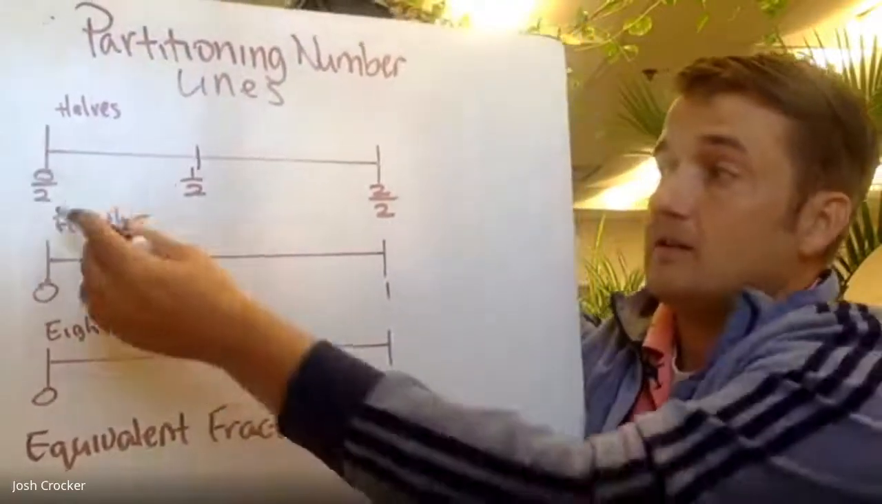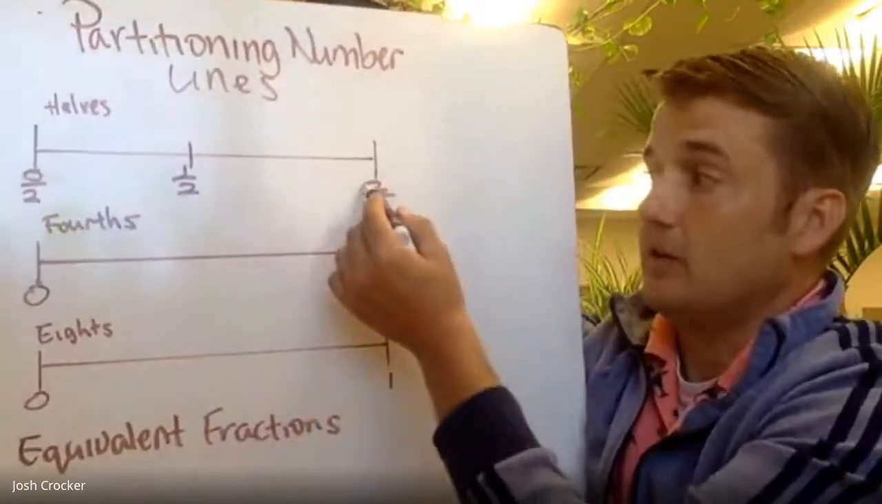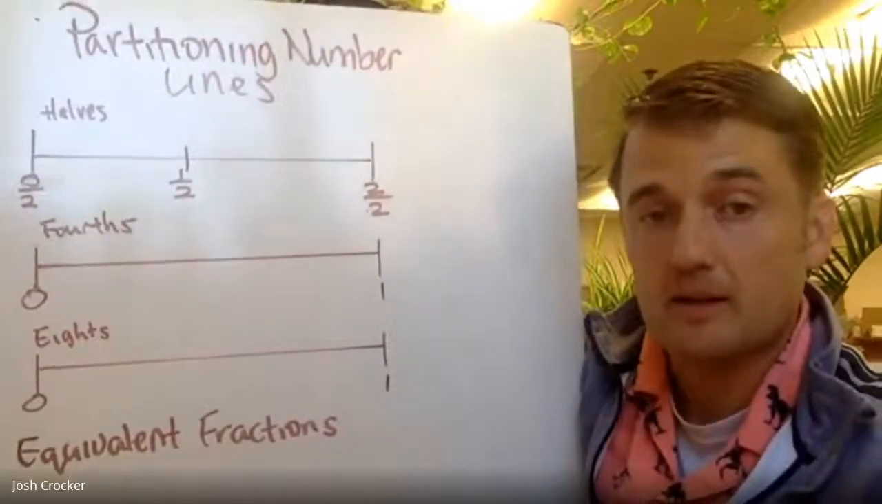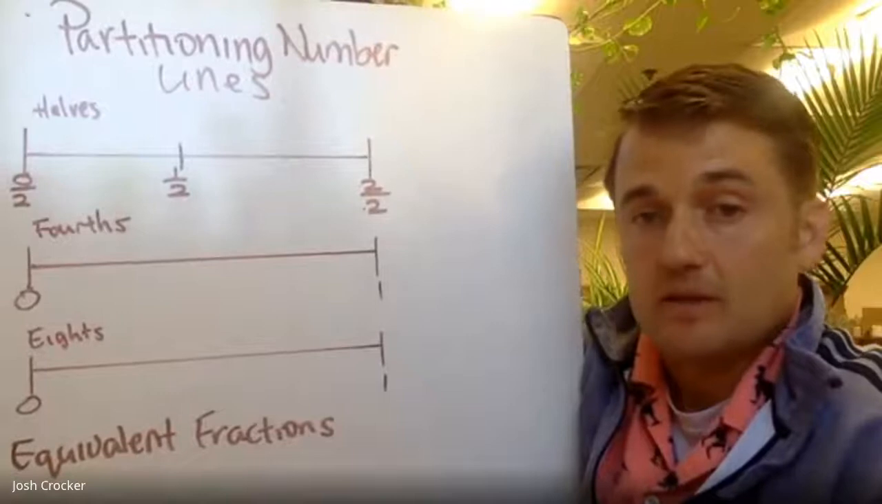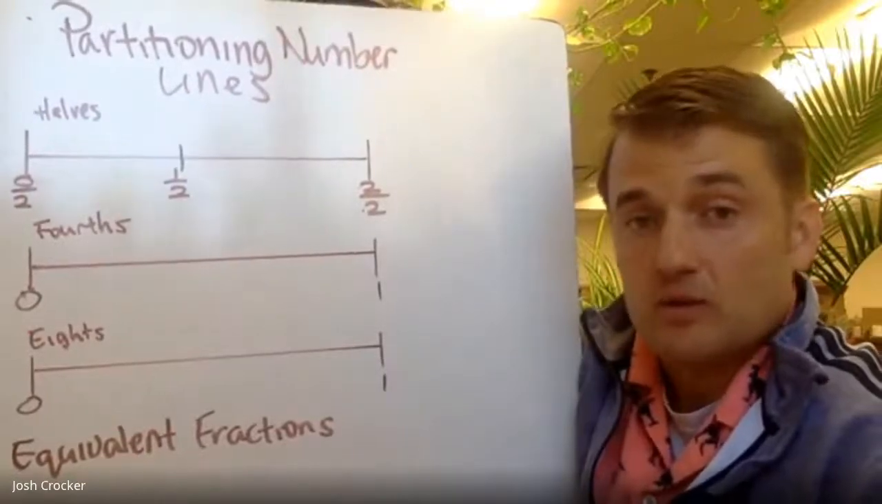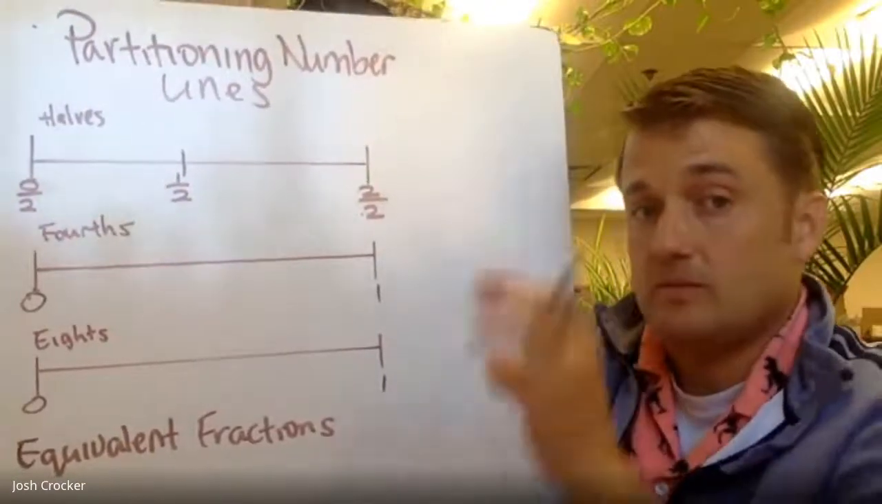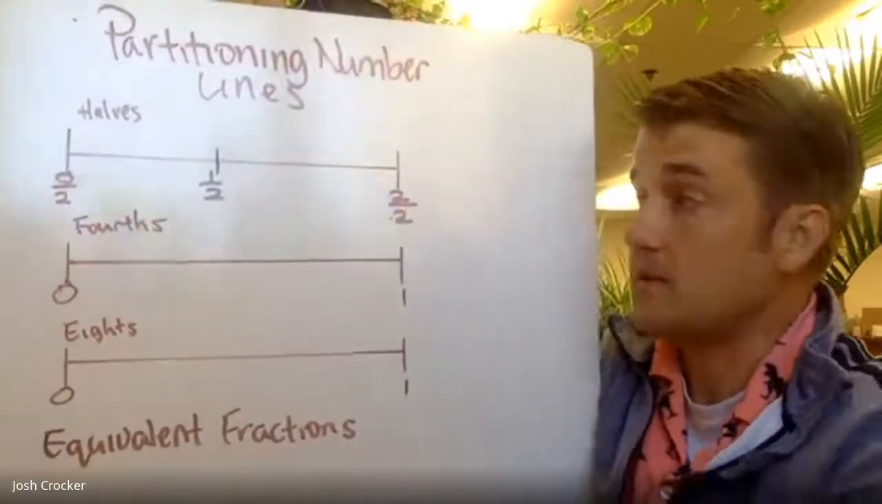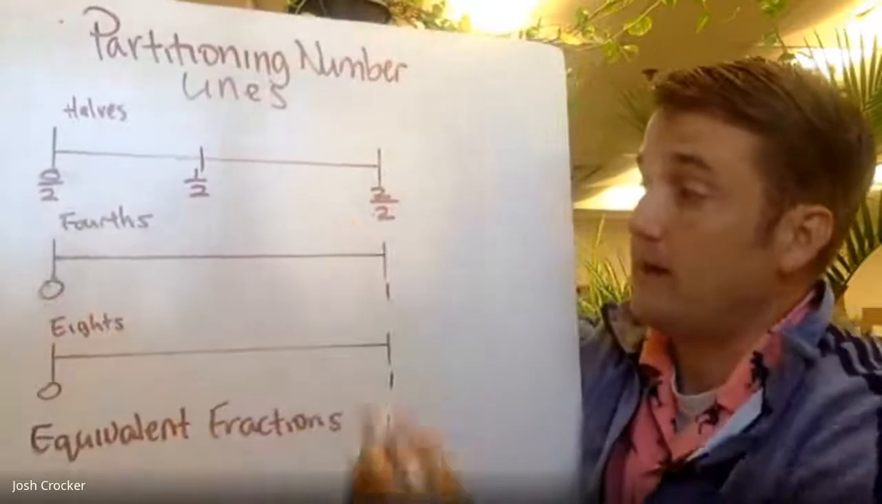Okay, and then you're counting up until the top is the same as the bottom. When the numerator and the denominator are the same number, then that means it's a whole, even if it's 3/3 or 4/4 or 12/12. Same on top and bottom means one whole. Okay, so there's 0 halves, 1 half, 2 halves.